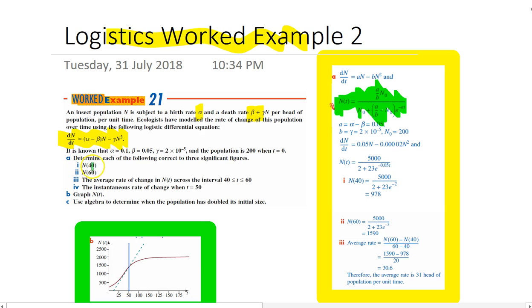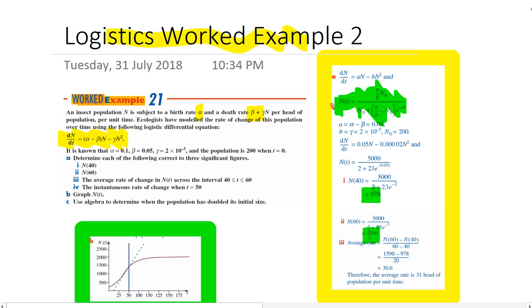We want to know what N is at time 40. So we just need to sub 40 in for t. And if we sub 40 in for time, we'll get 978. And N60, same deal, sub 60 in, and we'll get 1,590.